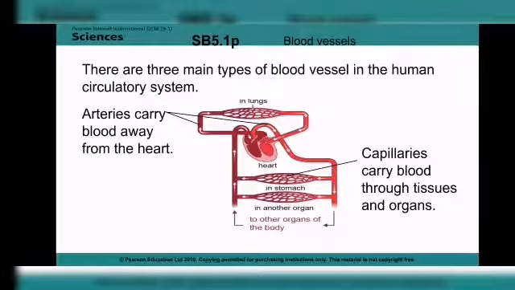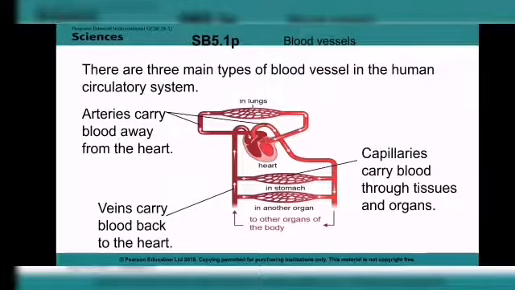Capillaries carry blood through tissues and organs. These are tiny little blood vessels that carry the blood to individual cells. They have permeable walls which allow the molecules to diffuse out and in.